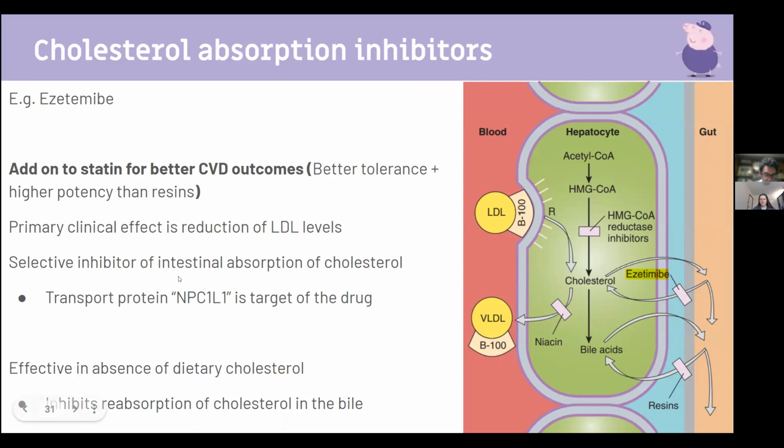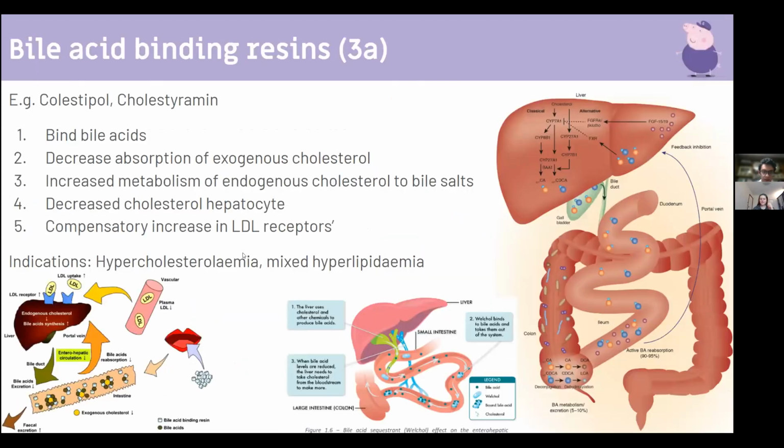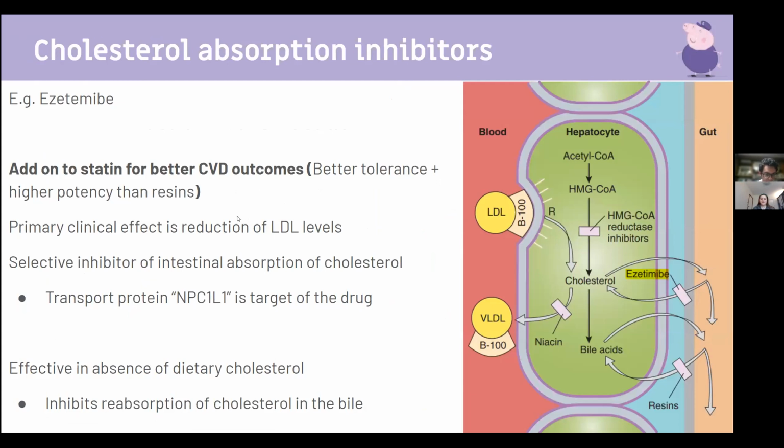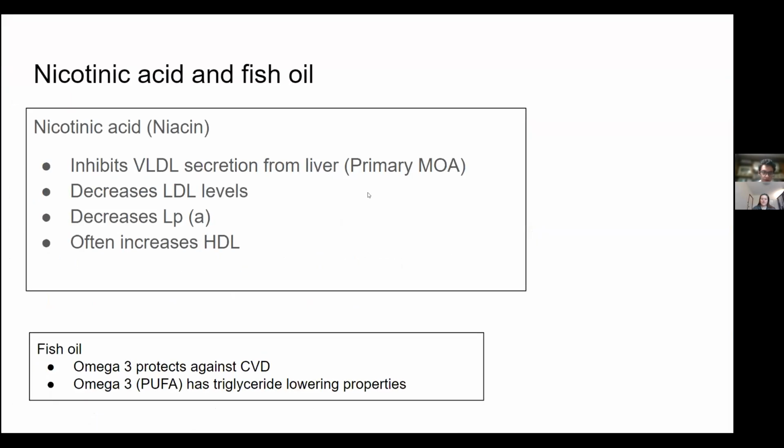It targets a transport protein. Probably don't need to know that too well. They are a little bit better than resins, essentially. They have a higher potency. They're effective even if you don't have dietary cholesterol, because they inhibit reabsorption of endogenous cholesterol in the bile. So if you secrete your cholesterol and it gets reabsorbed, this stops that even endogenously. So you're reducing cholesterol whether you're consuming a lot exogenously or not.